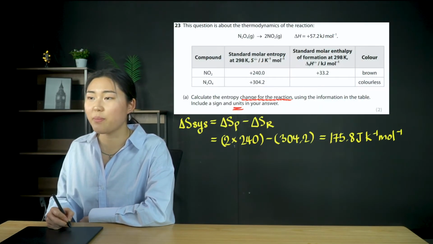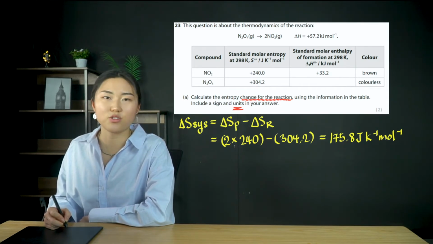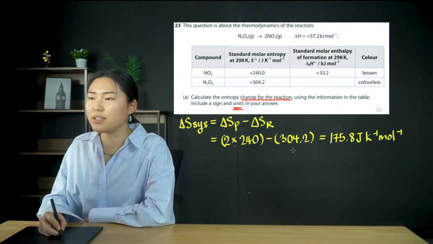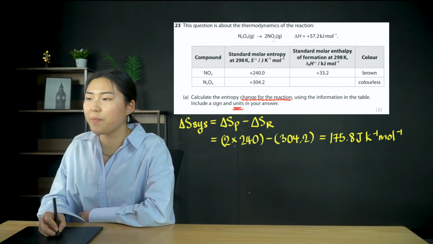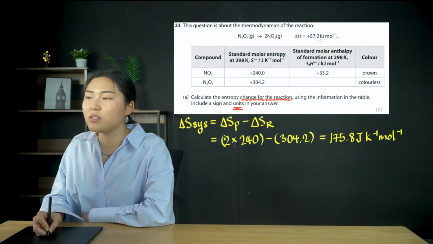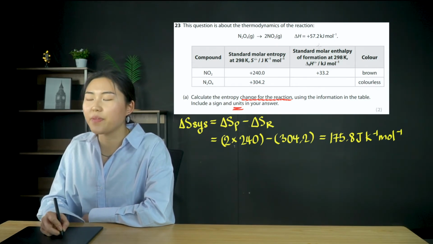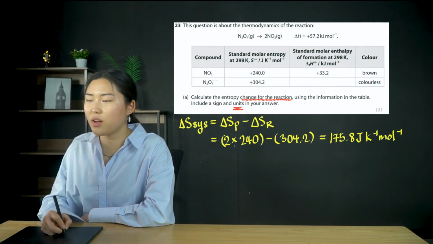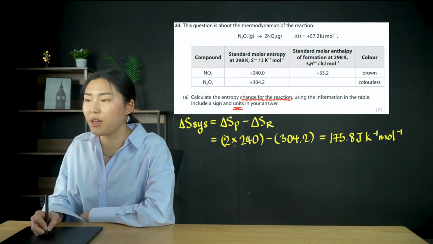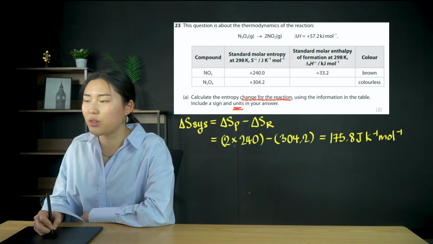This question is about the thermodynamics of the reaction. Thermodynamics meaning basically the entropy change. So we're given the standard molar entropy of the reactants and products. We have N2O4 gas going into 2NO2 gas molecules, and the enthalpy change is positive 57.2 kilojoules per mole. So that is an endothermic reaction. We have our standard molar entropy as 240 for NO2 and 304.2 for N2O4. We also have the standard molar enthalpy of formation for NO2 as 33.2.